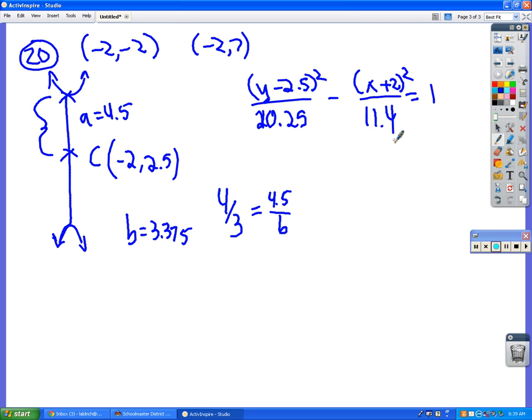So how did you find a? a is always the distance from the center to the graph, so that's going to be 4.5. And then we know that the slope is a over b. That doesn't tell us what a and b are; it tells you the ratio of a and b. So we set up a little proportion and used it to solve for b.